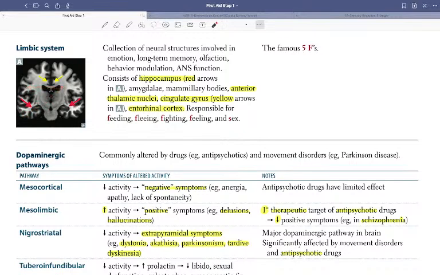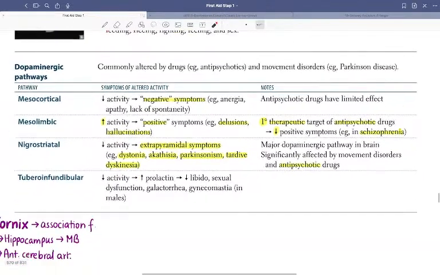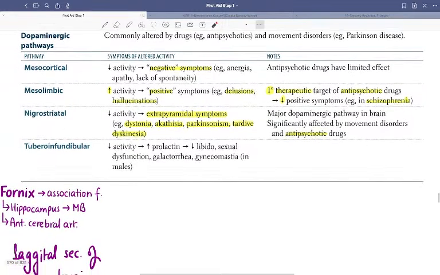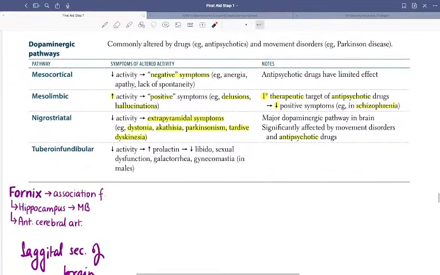It comes from the top, no? The entorhinal cortex is responsible for fleeing, feeding, fighting, feeling, and sex. And you have the amygdala, mammillary body, anterior thalamic nucleus. So all this is done. Next is dopaminergic pathways. Oh, and this is also important.